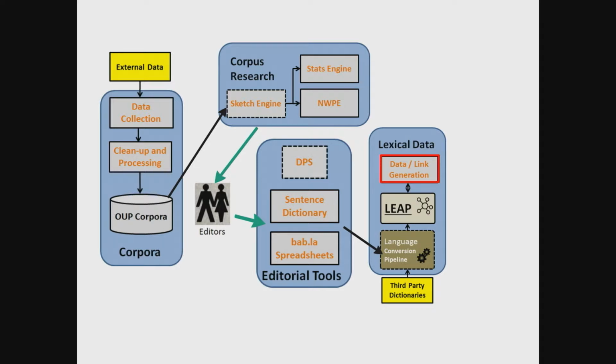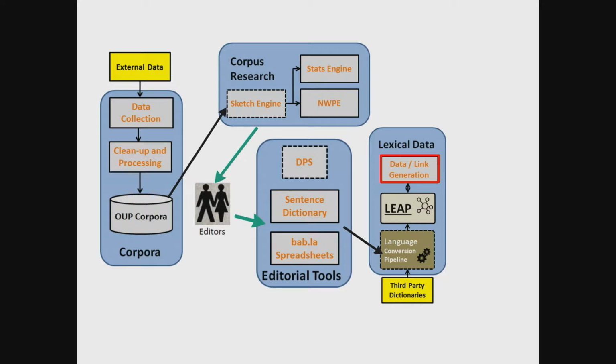From the spreadsheet output, we then convert all of our content through our language conversion pipeline. This is something that we've set up over the last couple of years to convert dictionaries from many, many sources, be they Word files, InDesign files, PDFs, you name it. We have had to process it, convert that data, and ingest it into Leap, which I mentioned earlier. So we hold that data together, and Leap has quite a strong RDF component, which we have been experimenting with over the past year or two. And that is in this box around data and link generation.